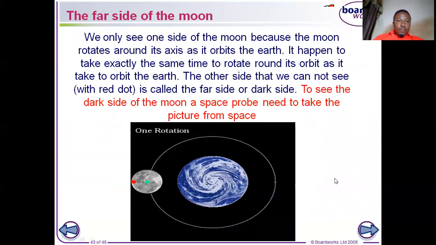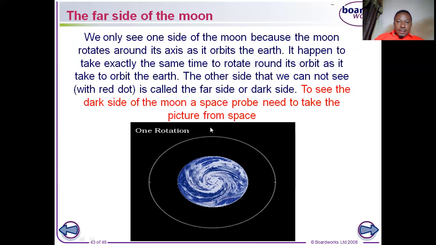Okay, let's move ahead. Now, if you look at this diagram, we have a red dot here showing the far side of the moon. You don't get to see the far side. That is the other end of the moon. You only see one side of the moon because the moon rotates about its axis as it orbits the Earth. It happens to take exactly the same time to rotate about its axis as it orbits the Earth. Now, for this reason, you don't get to see this. As it's moving like this and moving like this at the same time, at the same speed, we don't get to see the other side.